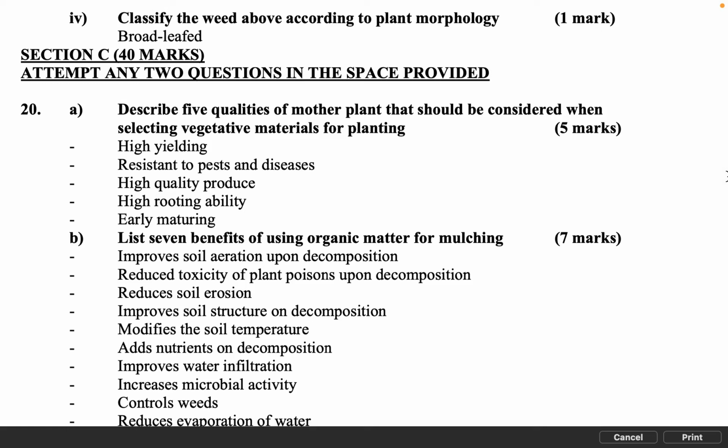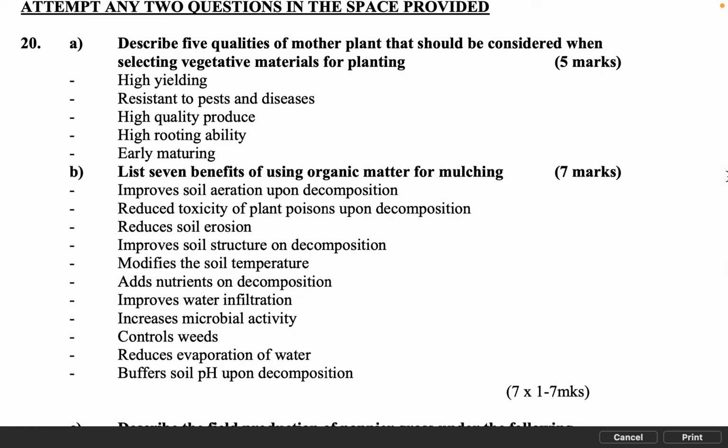Section C. 40 marks. Attempt any 2 questions in the space provided. 20. A. Describe 5 qualities of mother plant that should be considered when selecting vegetative materials for planting. 5 marks. High yielding. Resistant to pests and diseases. High quality produce. High rooting ability. Early maturing. B. List 7 benefits of using organic matter for mulching.